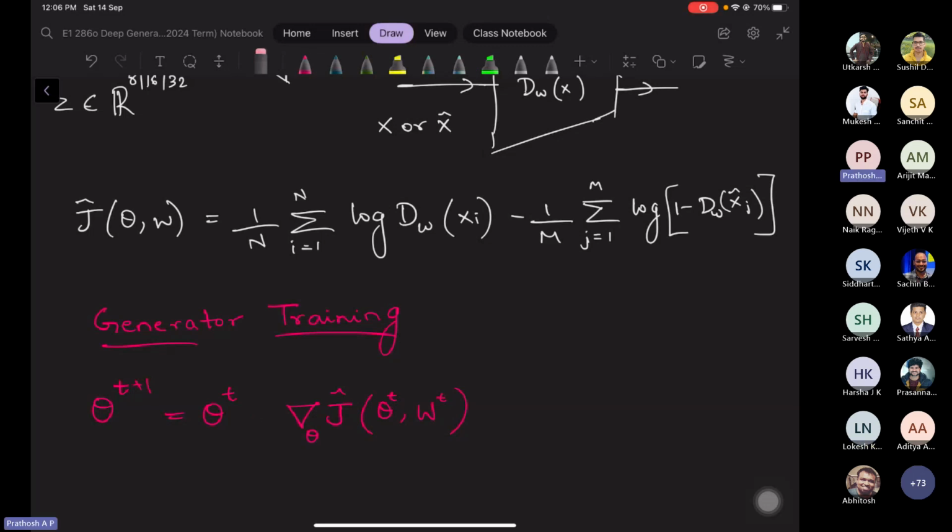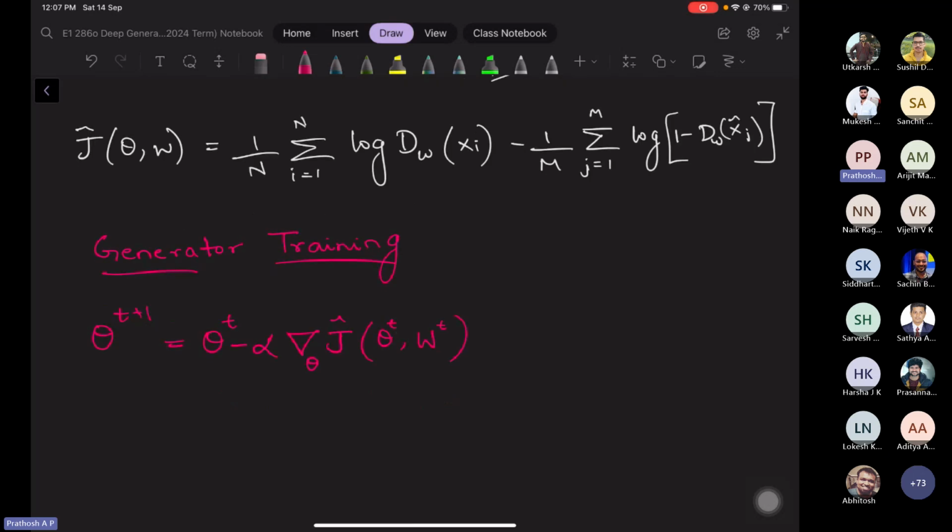You can use your favorite optimizer, by the way. I am simply writing stochastic gradient descent. You can use Adam or RMSprop, or gradient descent with momentum, whatever, it doesn't matter. So now you get this. Now, how do you do that? You look at the gradient of J cap with respect to theta. Observe that the first term right here, let's scratch it out.